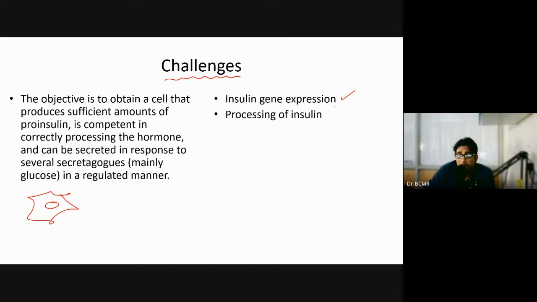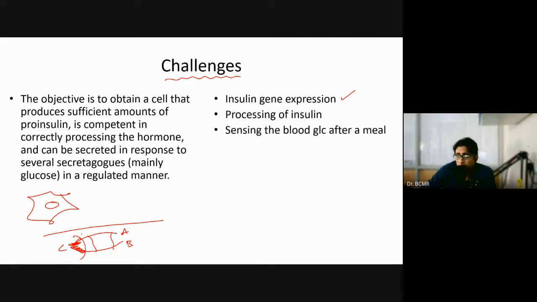Second thing is, the insulin produced should be processed. Insulin is produced as a single polypeptide. Then it folds like this, disulfide bonds are made, and this part of it is degraded. That's how we get chain A and chain B, and chain C is deleted out. So we need to have all the proteases required for processing of that proinsulin.